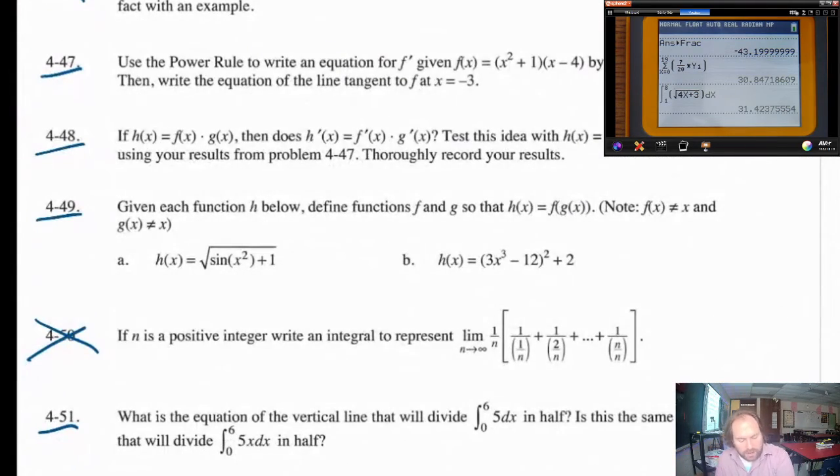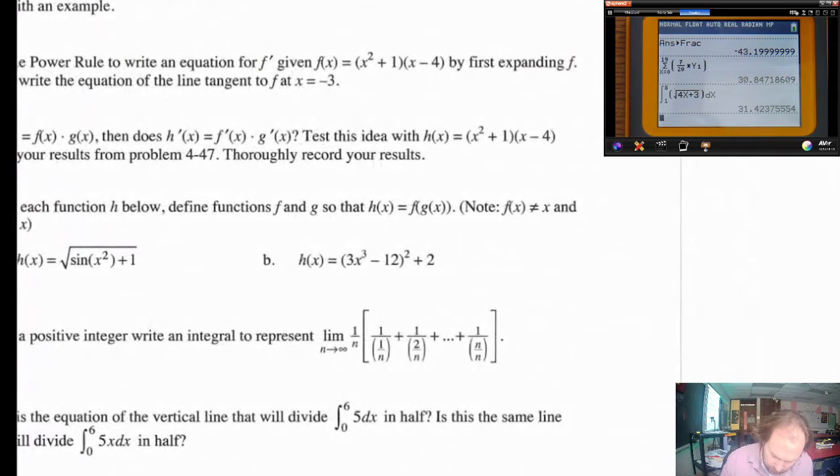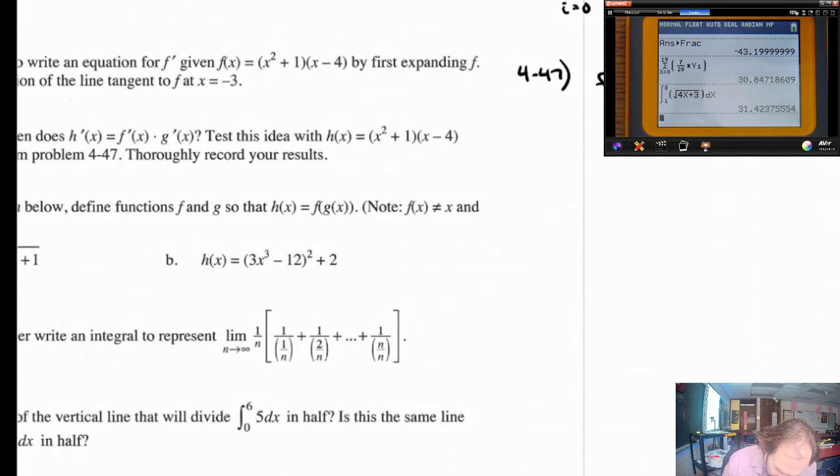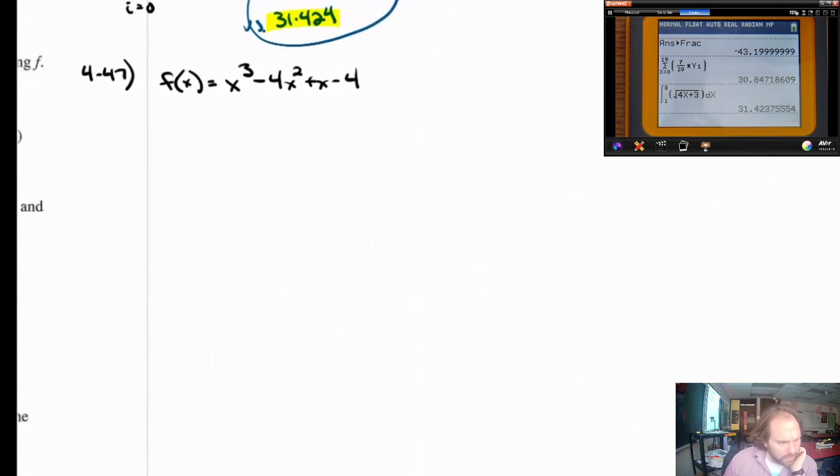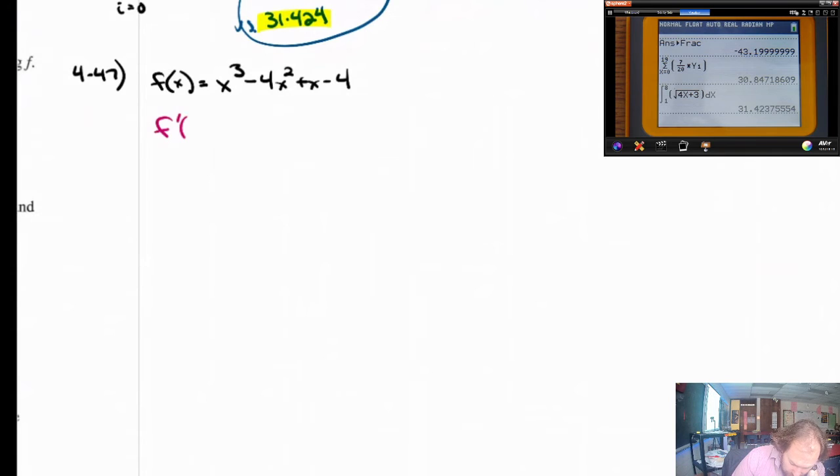447 is going to ask us to use the power rule to write an equation for f prime by first expanding it and then write the equation of the line tangent to f at x equals 3. We're going to keep seeing problems like this on every homework assignment, so let's get used to it. The first thing I want to do is rewrite f of x by expanding it all the way out. It'll be x to the third minus 4x squared plus x minus 4. That's our original function. Next, we're going to need the derivative, f prime of x, which would be 3x squared minus 8x plus 1. And we want the tangent line at x equals 3.